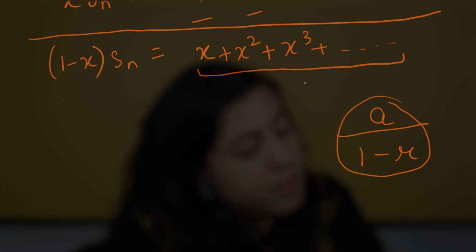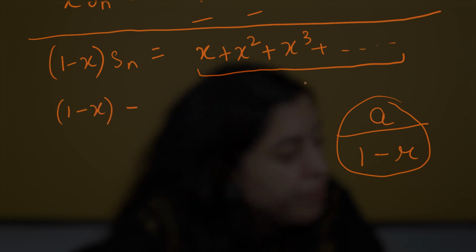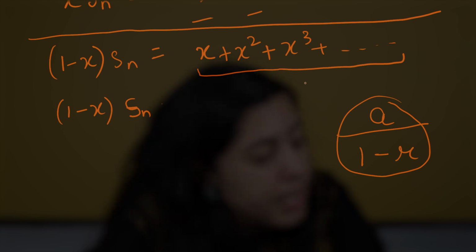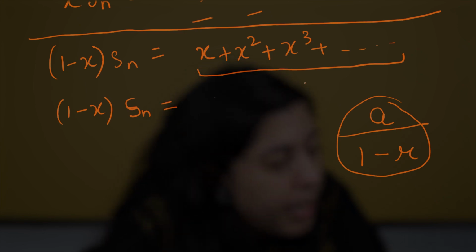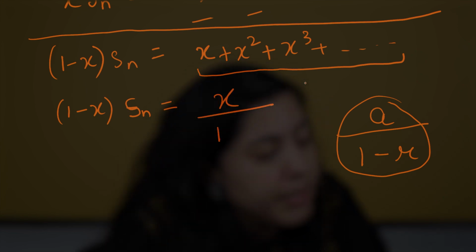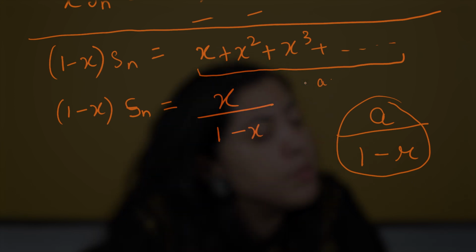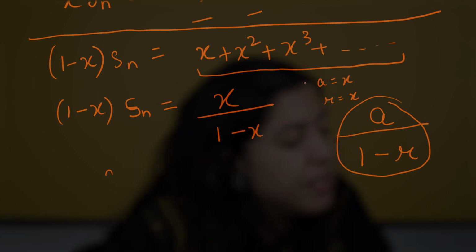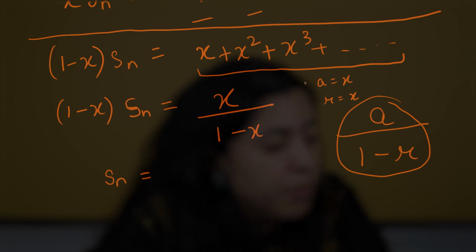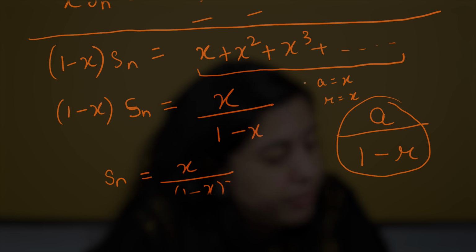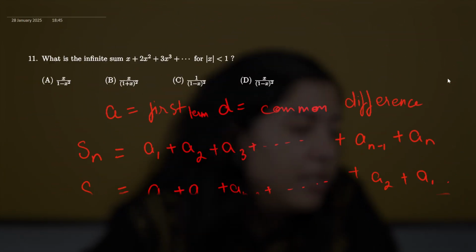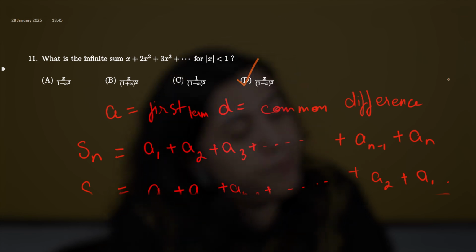So using the same thing, we have (1 minus x) times S is equal to x divided by (1 minus x). The reason being, the first term is x and the common ratio is x. So that gives us the result as S is equal to x by (1 minus x) squared. That is option number D.